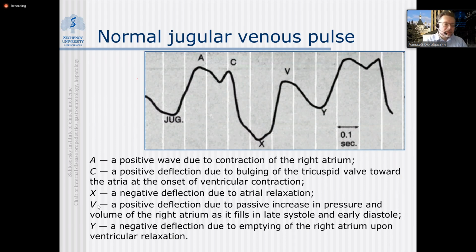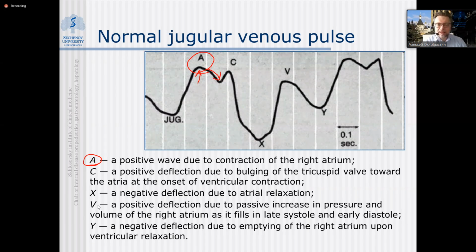Now, in much more detail, talking about normal jugular venous pressure, we have several waves. Wave A represents the positive wave due to contraction of the right atrium. Here it is. The right atrium will contract and empty itself into the right ventricle, and at that time pressure in the jugular vein will slightly increase. Then the pressure will go down because there will be less blood in the jugular vein. It will be emptied partly into the right atrium.